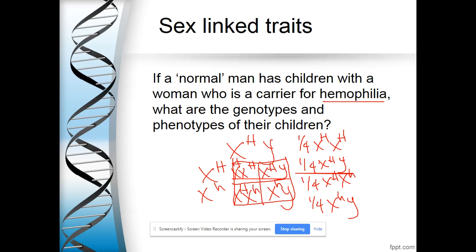So genotypes, 4 different ones, and then our phenotypes would also be 4 different ones. So normal female, normal male, well, actually, I guess we would probably call those the same, since she's just a carrier, she's still going to have her normal blood clotting. So 50% normal female, 25% normal male, 25% hemophiliac male.